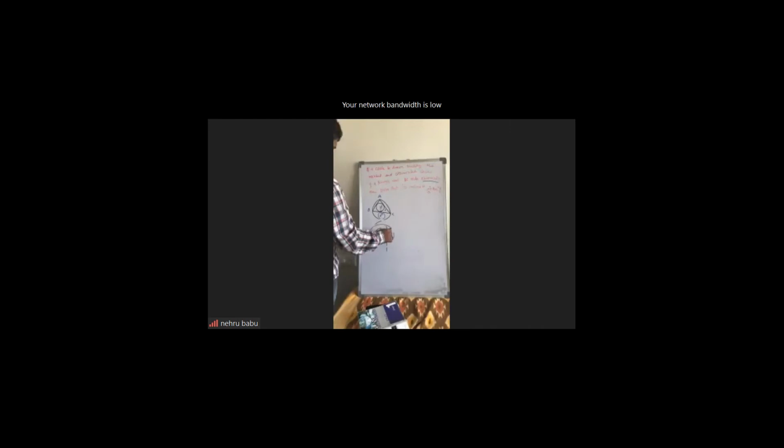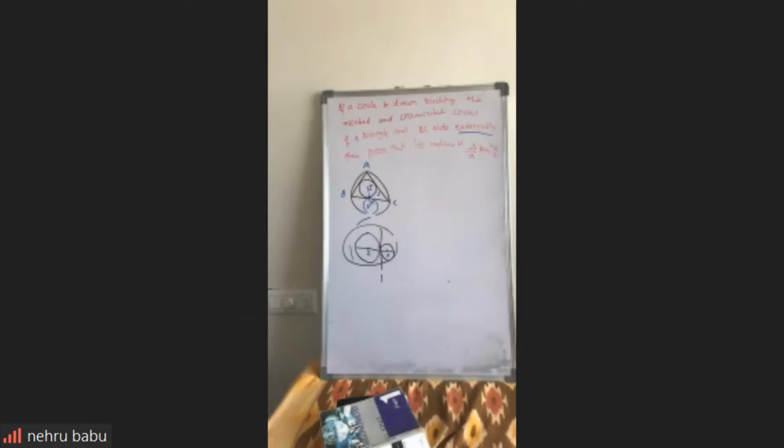Sir, so like that, in the earlier classes, can we use that here also, sir? Like if we join I to A, sir. But that is not a straight line. Like, won't it pass through the center of the other circle, sir?